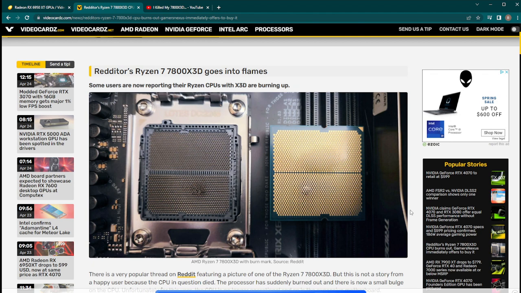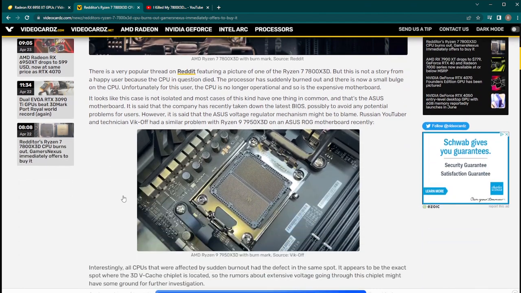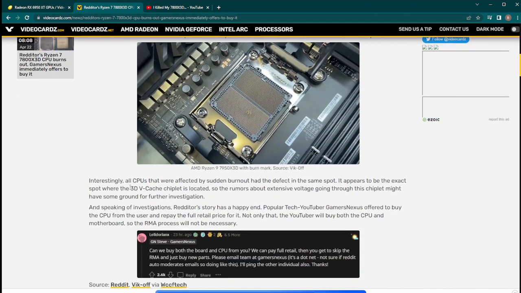So, this is a pretty popular Reddit pic. You can see here the CPU actually deformed, and it deformed into the board. So this board and the CPU are no longer good because the socket is now bad. Don't know what is going on here.